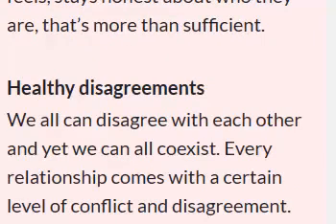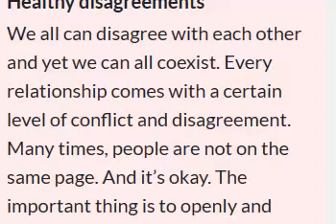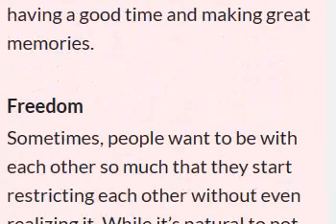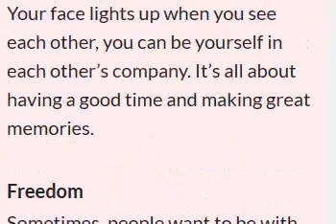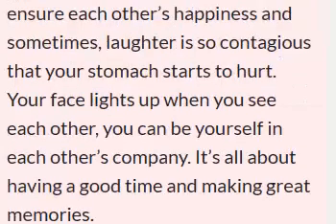Healthy disagreements. We all can disagree with each other, and yet we can all coexist. Every relationship comes with a certain level of conflict and disagreement. Many times, people are not on the same page. And it's okay. The important thing is to openly and respectfully discuss these conflicts and disagreements, and find a middle ground that suits and favors everyone in the relationship.